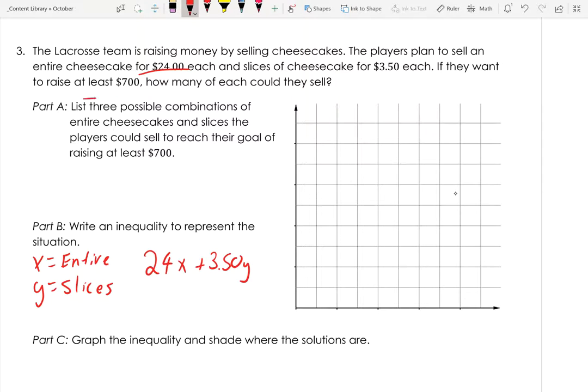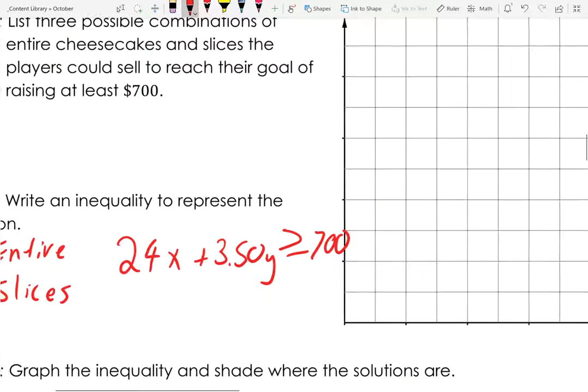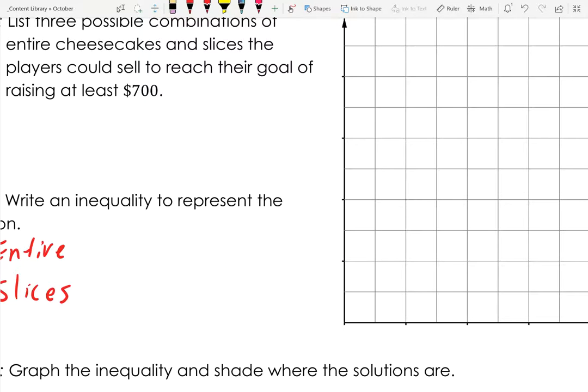Now we have to raise at least 700. So here's the difference between this problem and the last one. Here we want to make more than $700, right? We don't want to make less than 700. We want to make at least 700. So we want to make more than or equal to $700. Now I'm going to rewrite this because I kind of went over my graph a little bit. I'm going to need that space later. So it's 24x plus 3.50y is greater than or equal to 700.